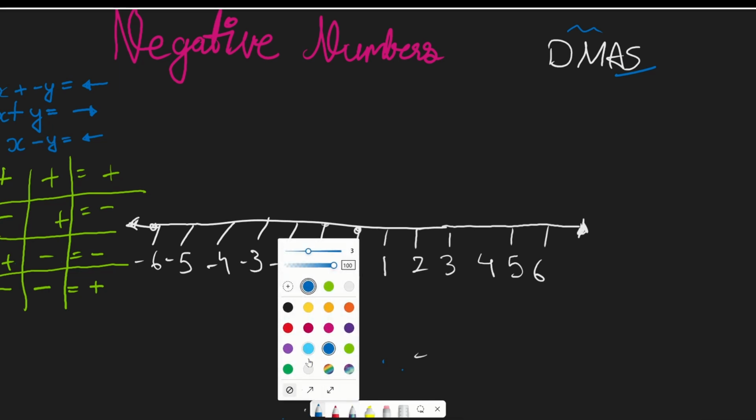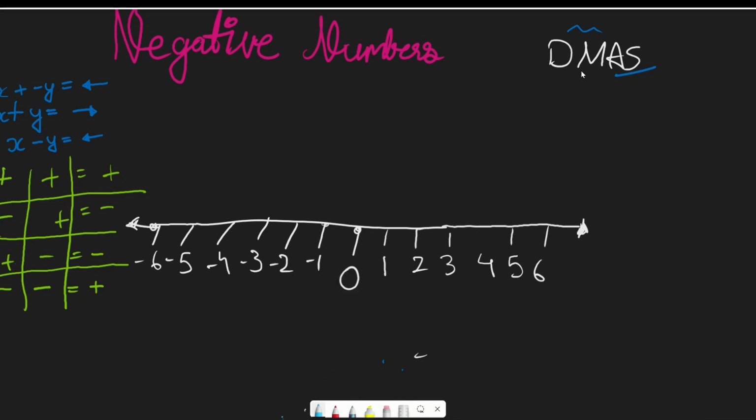But let's look at another case, right? 4 minus minus 2. So now we look at the table. Two minuses make a plus. So 4 minus minus 2 is the same as writing 4 plus 2. So we locate 4. This is 4. And we move 2 steps to the right. So our final answer is 6.